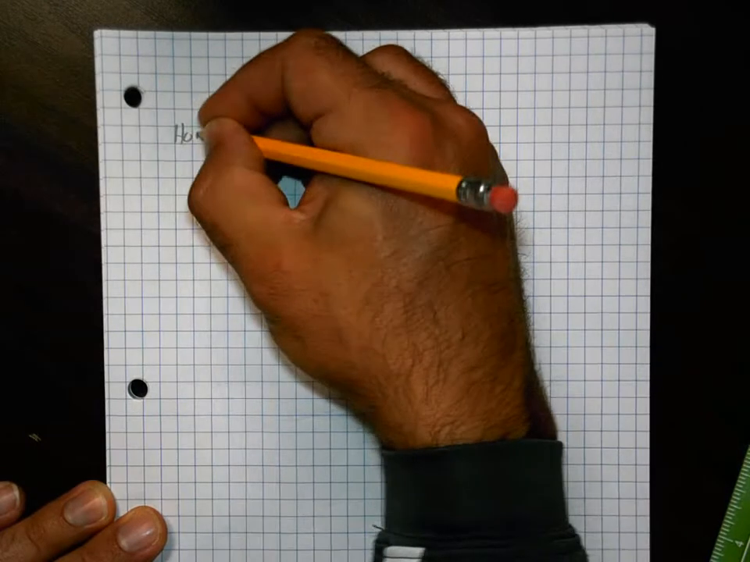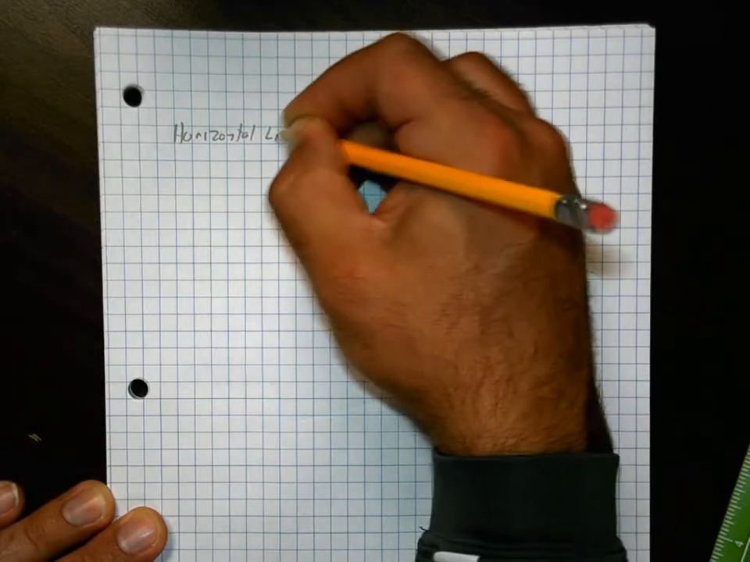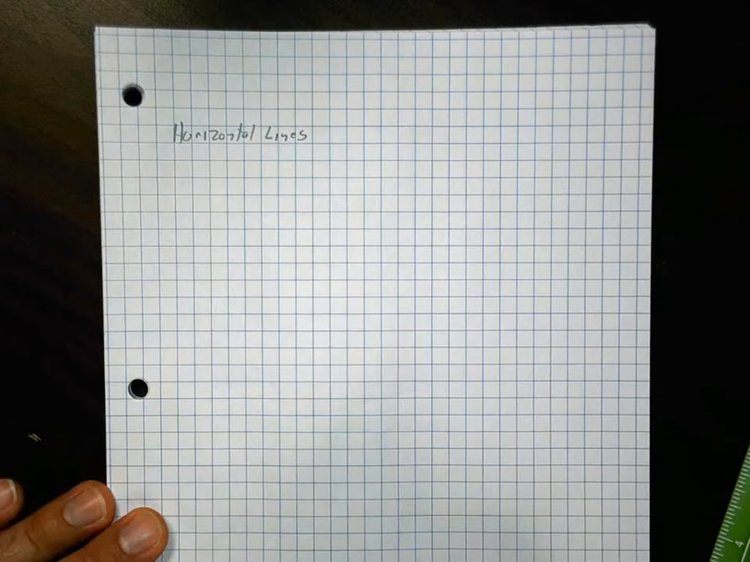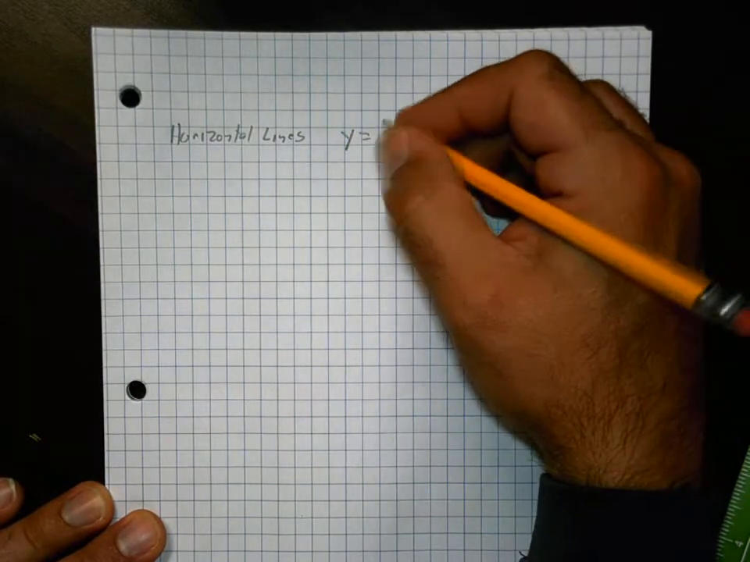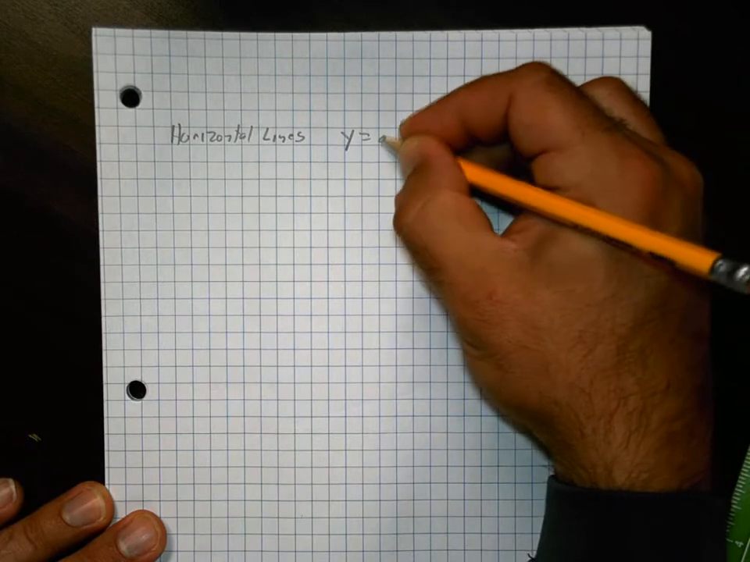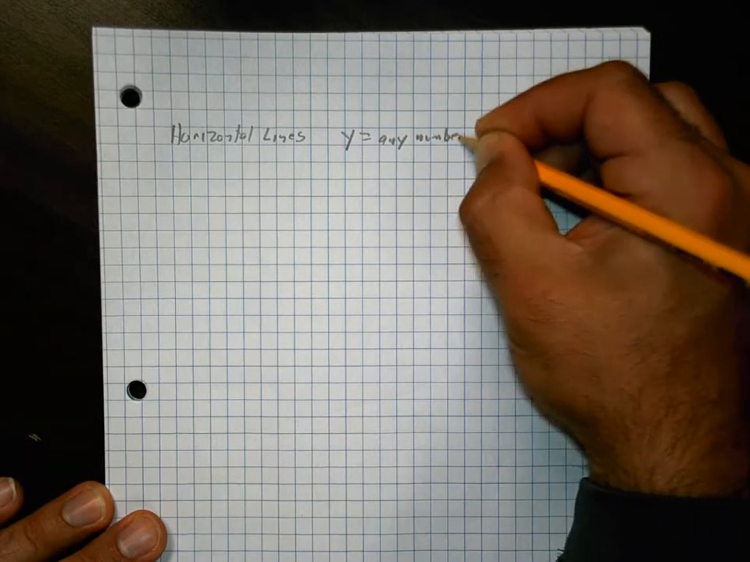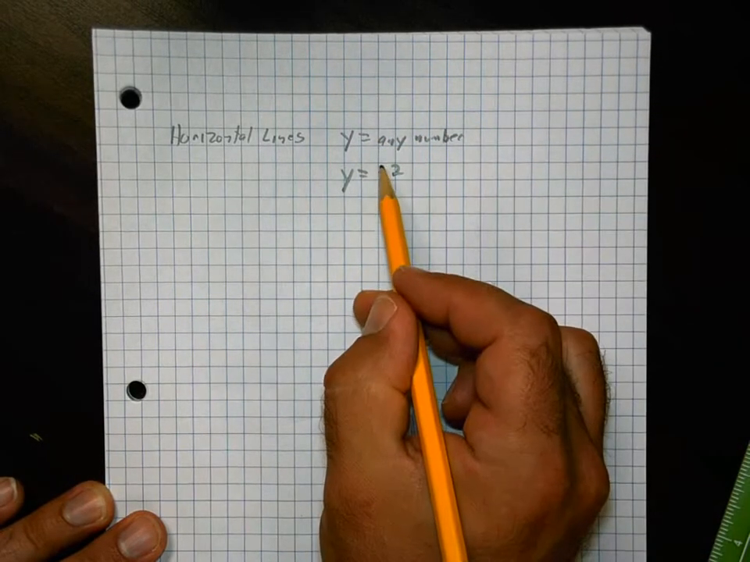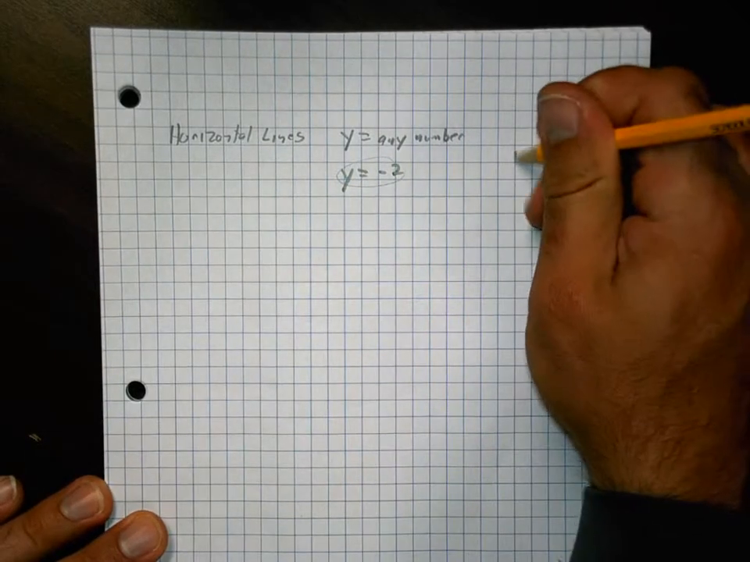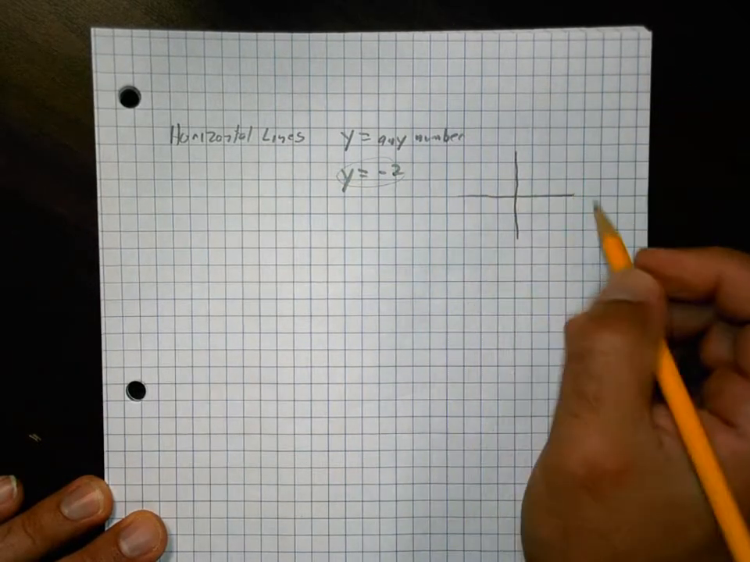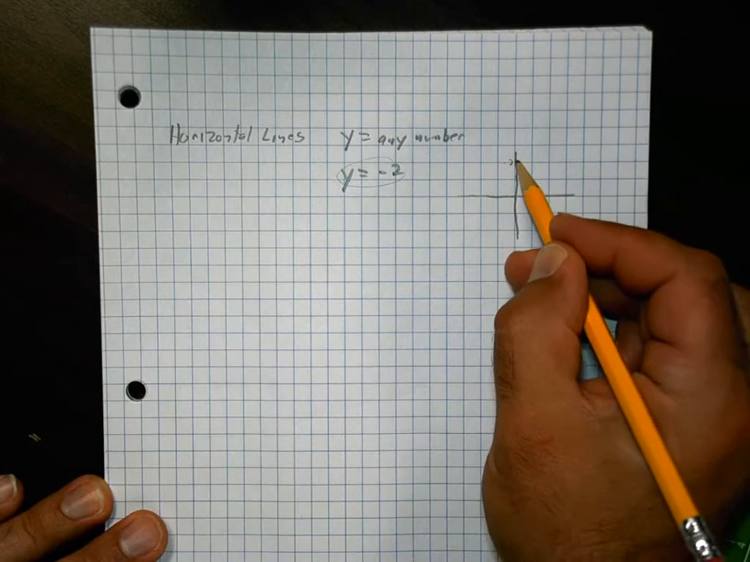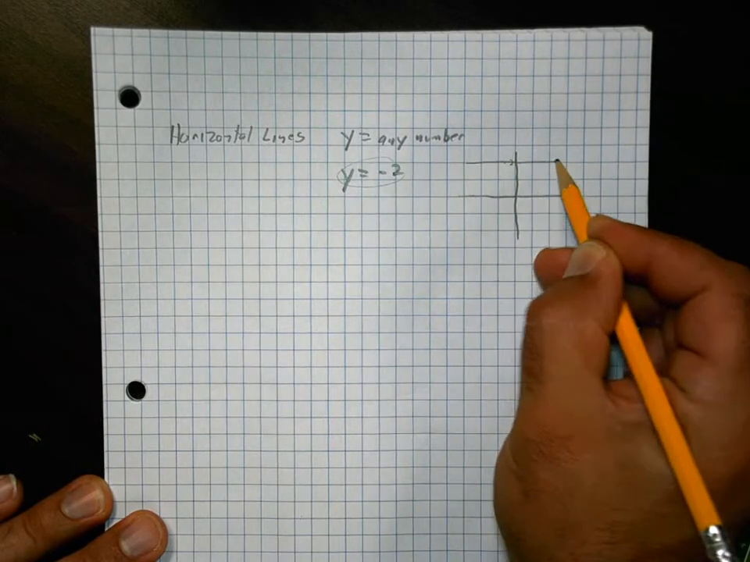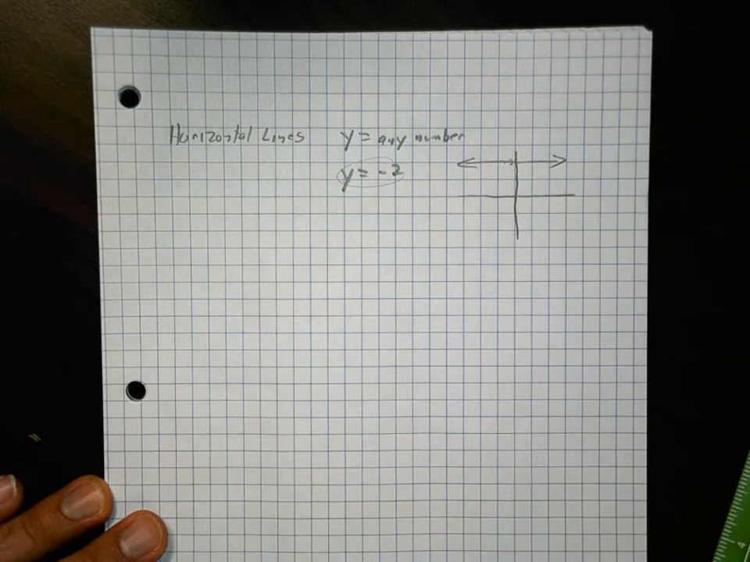Last thing, a couple special cases: horizontal and vertical lines. You get a horizontal line if you get y equals some number. For example, if I get y equals negative 2, you can graph that. Where's y equals negative 2? Negative 2 on the y-axis is right here. So the graph of y equals negative 2 is simply a horizontal line that goes through negative 2.